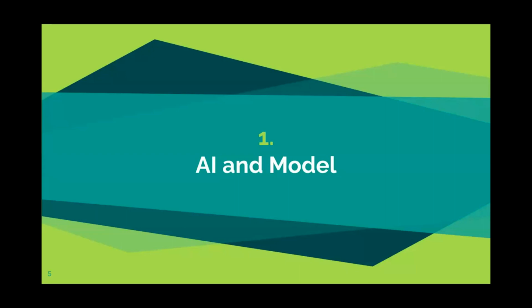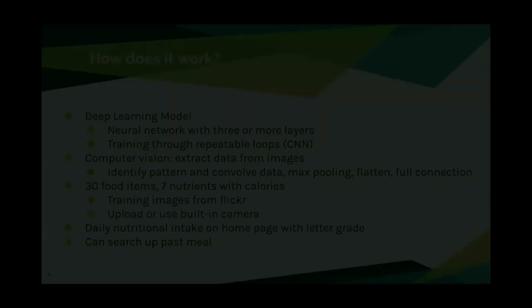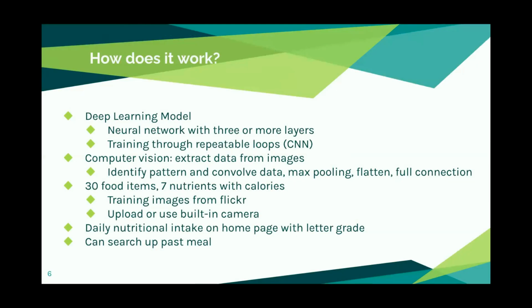We'll start with discussing the AI and the model behind the application. So Healthy You integrates a deep learning model that uses computer vision to achieve its purpose. I don't know how familiar you are with the deep learning model, but it's just a type of neural network with 3 or more layers that gathers information and learns from it, similar to a human brain. AI learns from the data through repeatable loops to increase accuracy. Then it is able to make predictions when given new data.